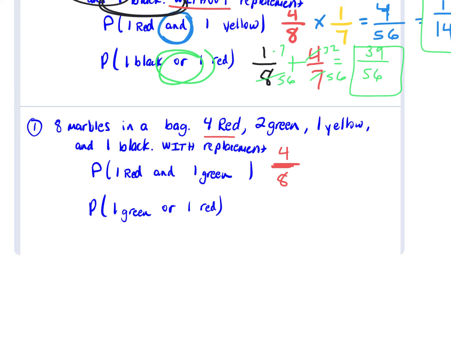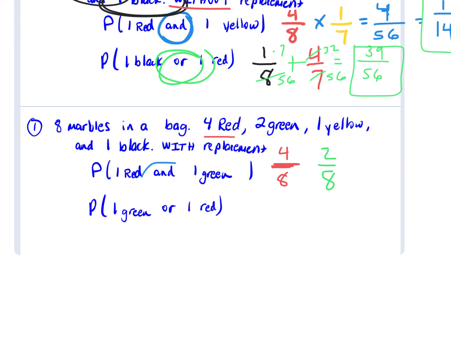Next, we want to see if we can pull out a green marble from our bag. So when we pull out a marble again, how many marbles total do we have in our bag? 8, because we put the first one back. We replaced it. So again, we have 8. And then what's the probability that it's green? How many green ones do we have? 2.